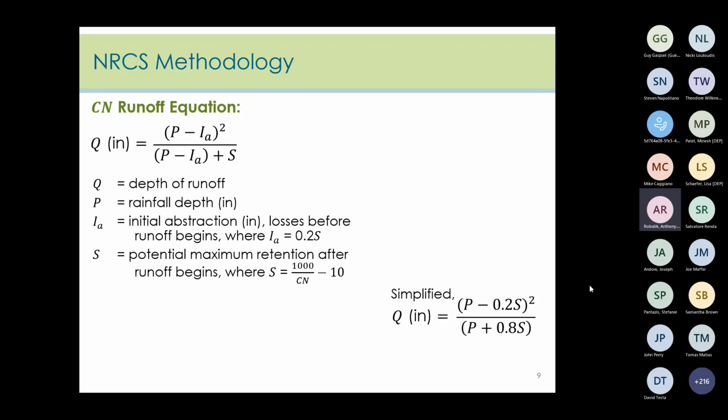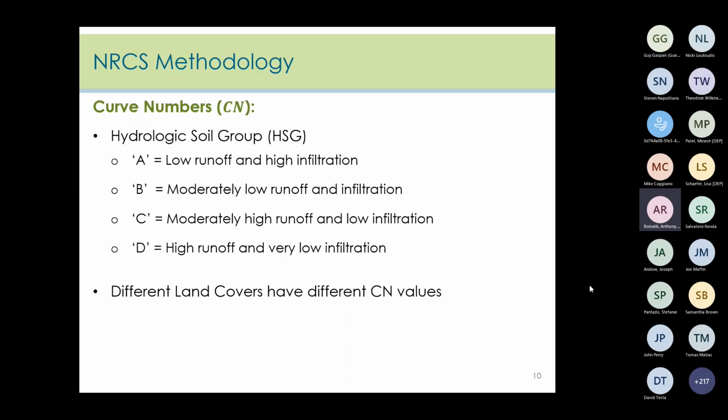The next parameter is initial abstraction, I sub A, which is the stormwater volume loss before runoff begins. It includes water retained in surface depressions, water intercepted by vegetation, evaporation, and infiltration. For New Jersey, initial abstraction is equal to 2/10 the potential maximum retention S, for which we need the curve number to calculate. And after determining the curve number and calculating S, we are able to calculate the total depth of runoff. And so that brings us to a discussion on curve numbers.